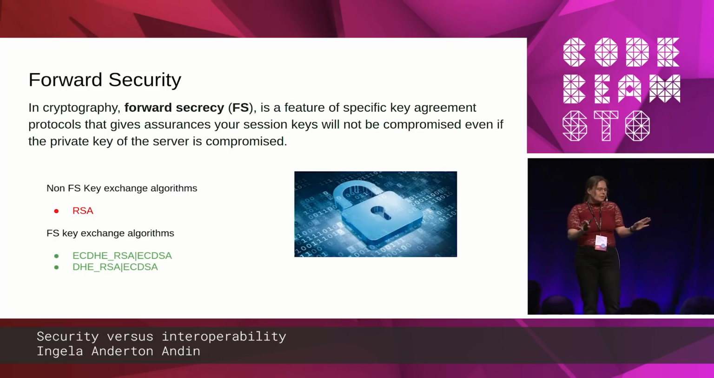So this kind of makes RSA key exchange not usable. So there are other key exchanges with elliptic curve Diffie-Hellman or Diffie-Hellman, and you can still have RSA keys. So there's nothing wrong with the RSA keys.